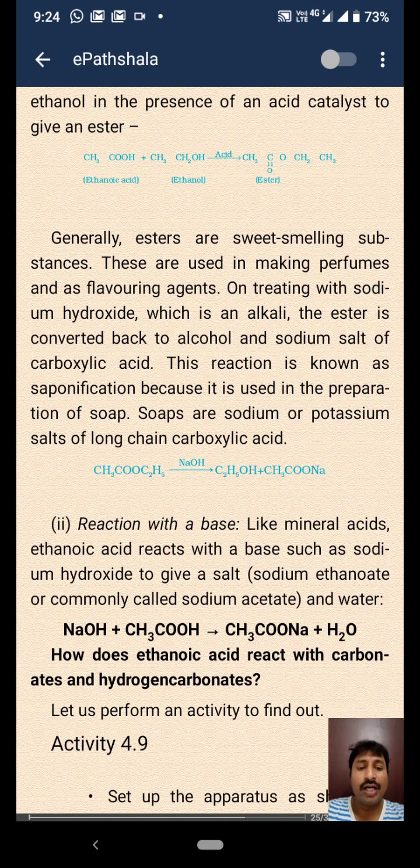Very simple how ethanol has been produced. Ethanoic acid, when added with ethanol in the presence of acid, gives out an ester. From the ester, if you heat with sodium hydroxide, it gives out ethanol and sodium ethanoate. So ethanol has been found. When potassium permanganate, KMnO4, is added to ethanol, it gives out ethanoic acid. Very simple thing. It is a cyclic process.